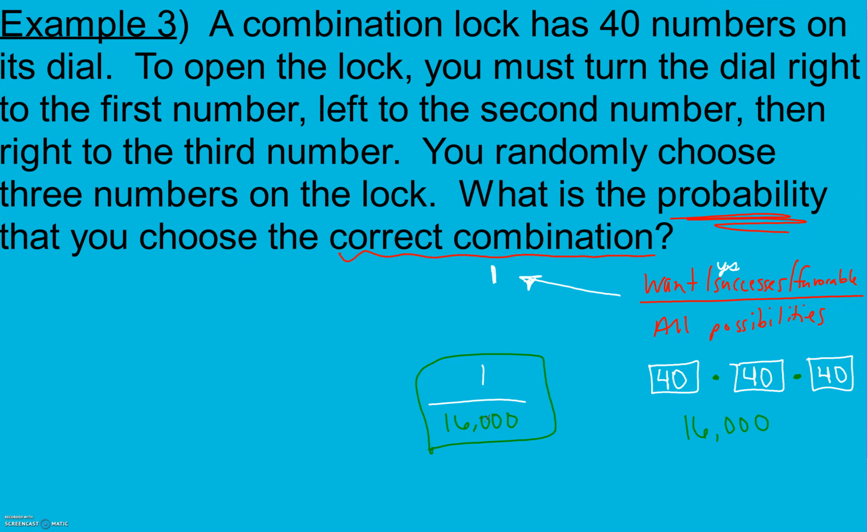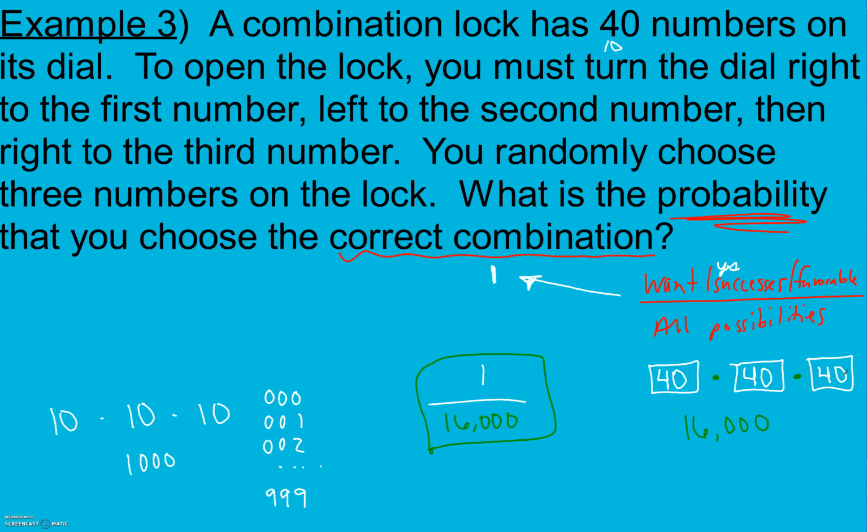Another way to think about this, guys, is if we had a 10 number lock, we'd have 10 for the first number and 10 for the second and 10 for the third, so 1,000 options. And that makes a little bit more sense when we think about listing them all off. We could have 0, 0, 0, 0, 0, 1, 0, 0, 2, all the way until we had 9, 9, 9. So we could see all 1,000 options here a little bit easier than we could with 40, 40, 40, but we still don't want to list them all out.